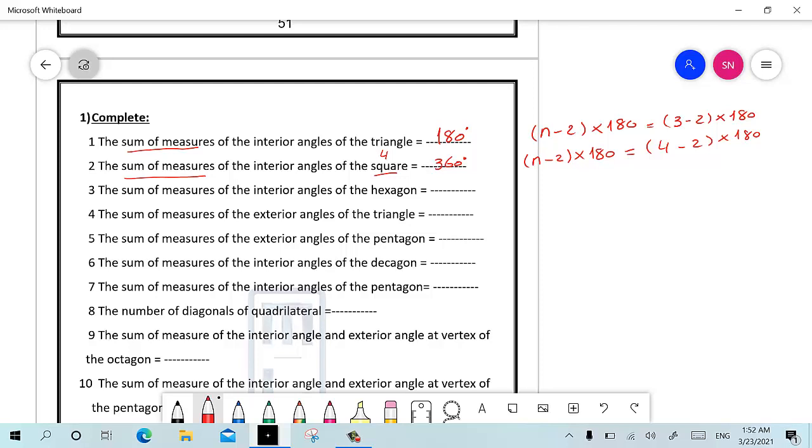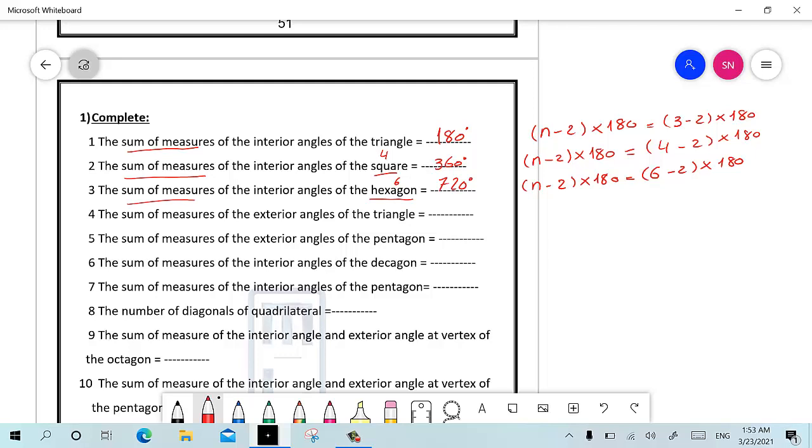In number 3, I want to find the sum of measures of the interior angles of a hexagon. And I know that a hexagon is a polygon which has 6 sides. So I'm going to use n minus 2 times 180 because I'm looking for the sum. So 6 minus 2 times 180, and this equals 720.